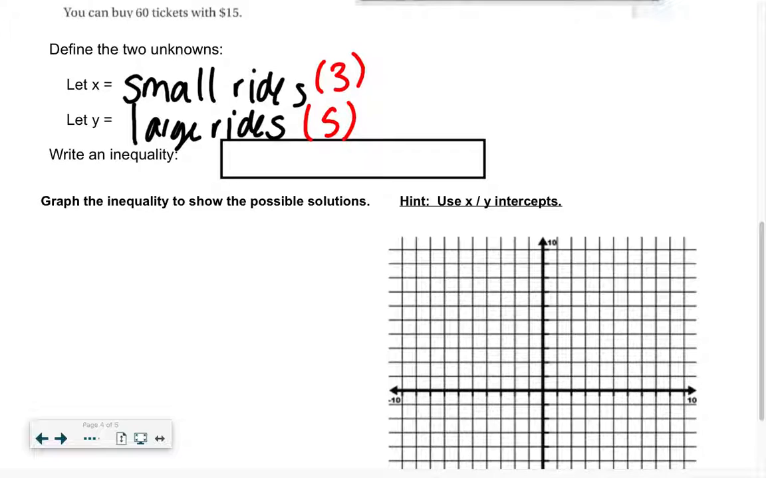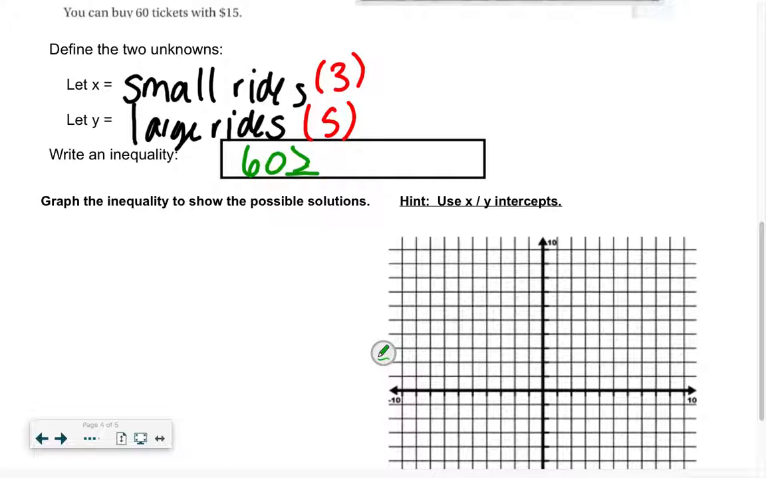Oh, you already have a whole answer? Oh my gosh, I was just thinking about inequality. So what's the maximum amount of tickets I have? 60. Yeah, I have $15, which gives me 60 tickets. So can I be bigger than that? No. So am I going to have a less than or equal to 60 or a greater than or equal to 60? Less than or equal to.